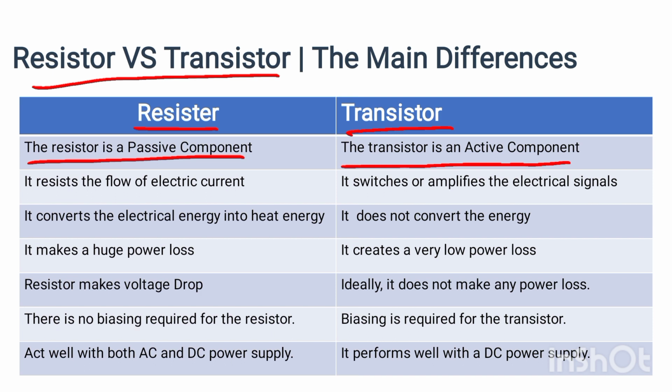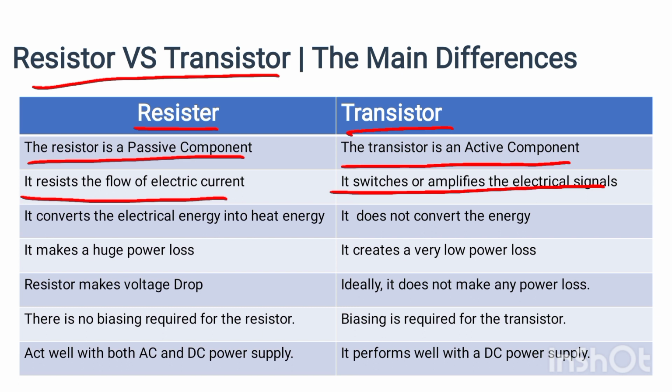The next point is that a resistor resists the flow of current. As the name indicates, a resistor resists the flow of current. It opposes the flow of current. It doesn't allow the current to flow freely. Whereas the transistor is mainly used for switching purposes and also for amplifying electronic signals. It does not oppose the flow of current.